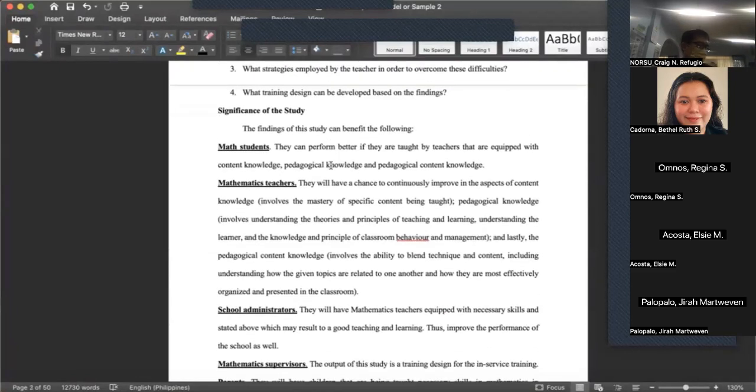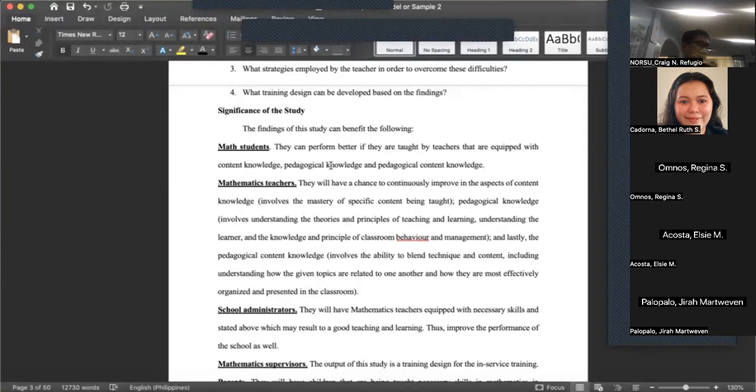Then after that, we have the significance of the study. No? After the statement of the problem, significance of the study. In some cases, in some formats, after the statement of the problem is the hypothesis. And then we look at hypotheses if there is a problem that looks for significant difference between and among variables, significant relationship between and among variables of the study.